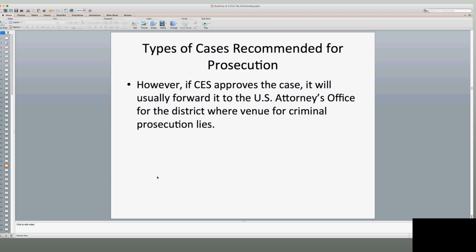DOJ Tax prosecutors mostly have a background in tax law, are LLMs, and have even been in the IRS before. That is not so true when it comes to the AUSAs working in the local U.S. Attorney's offices. They don't have formal tax training, and a lot of them aren't looking for any more work than the 100 other files that are sitting gathering dust on their desk.